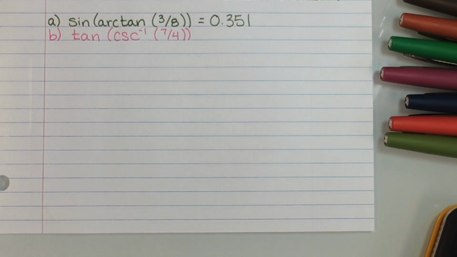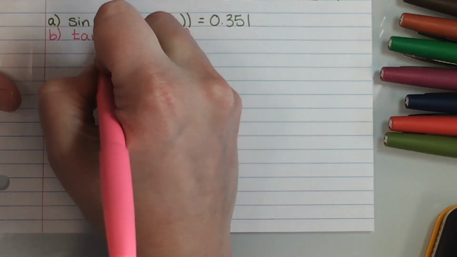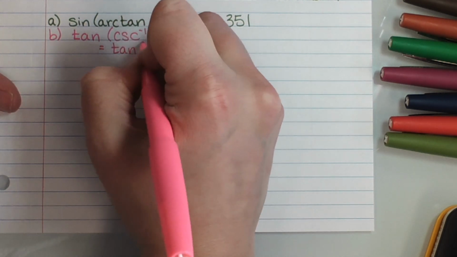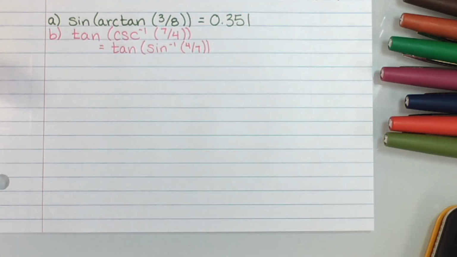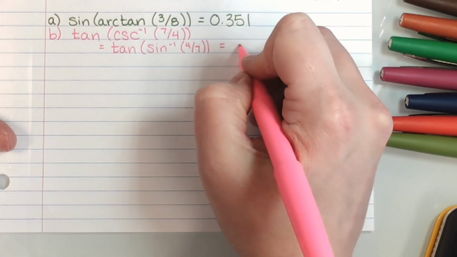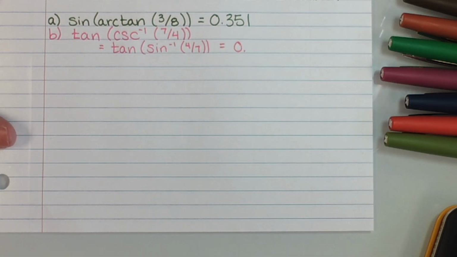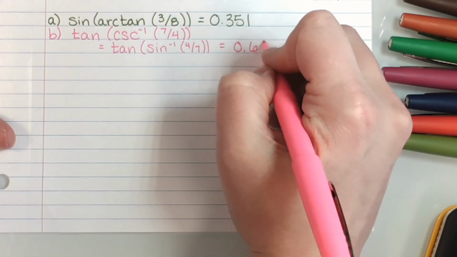Tangent of cosecant inverse of 7/4. Okay. Tangent's easy enough to find on my calculator. How do I do cosecant inverse again? Sine inverse of 4/7. Rounded to the nearest thousandth. Hint, 0.696.